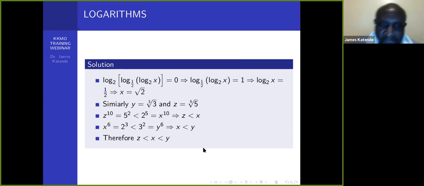Of course, this would be quite easy if you have a calculator. You just plug the numbers in and you'll be able to see which one is larger. But as usual, the contest itself usually doesn't allow calculators, so you have to find ways to do it without the calculator.